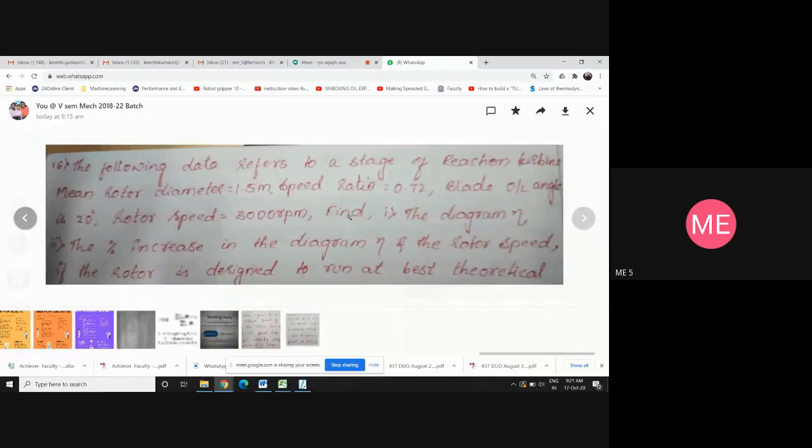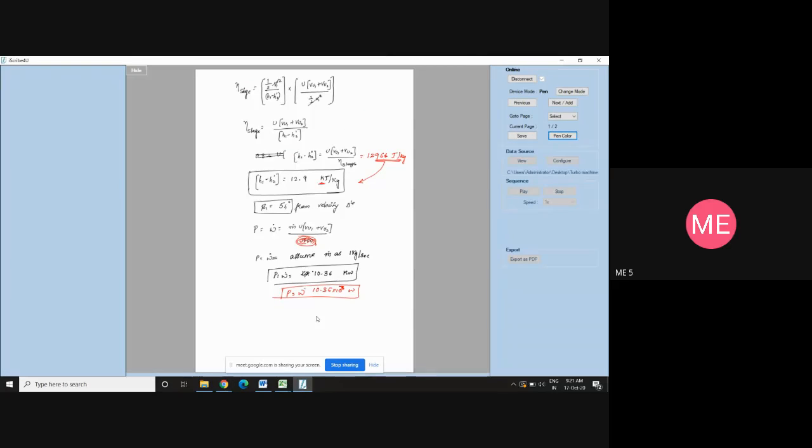Then, what is he asking to find out? Find out the diagram efficiency. This is nothing but the blade efficiency. What is the formula for blade efficiency? I'll write it here, just a hint I'm giving. The formula for blade efficiency is equal to U (VU1 plus VU2) divided by half into (V1 square plus VR2 square minus VR1 square) divided by 2. This is the blade efficiency we are finding.